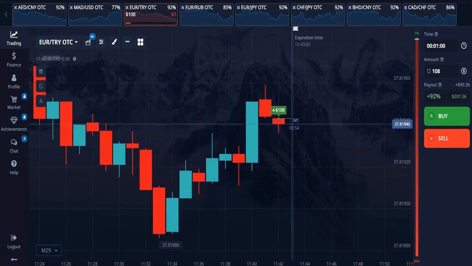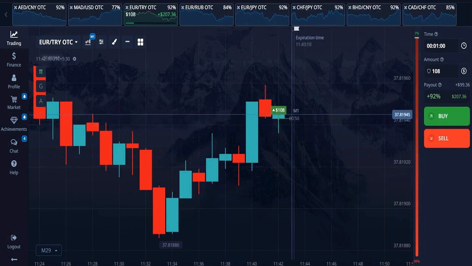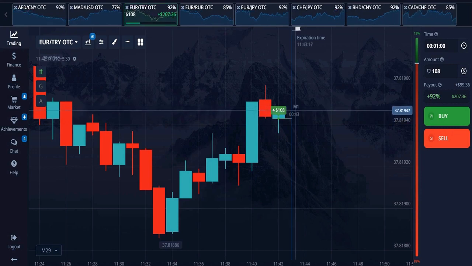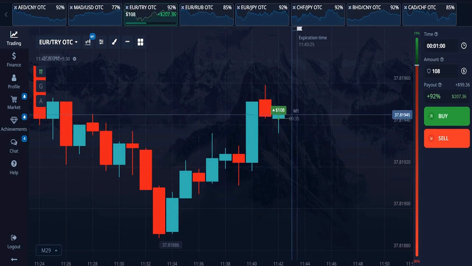Friends, this is yet another perfect trend continuation buy trade based on our strategy. Let's quickly break down why this trade setup works. The first candle is a strong bullish candle, showing a clear upward trend.